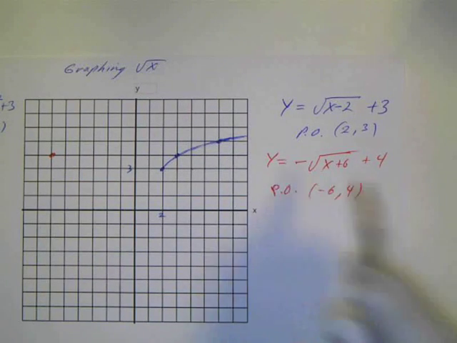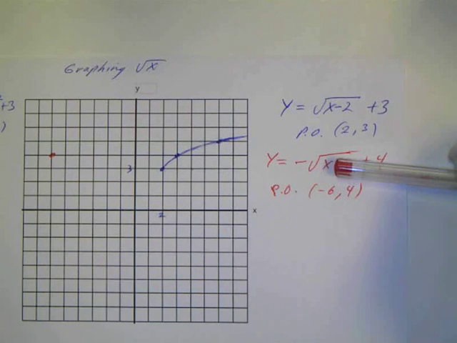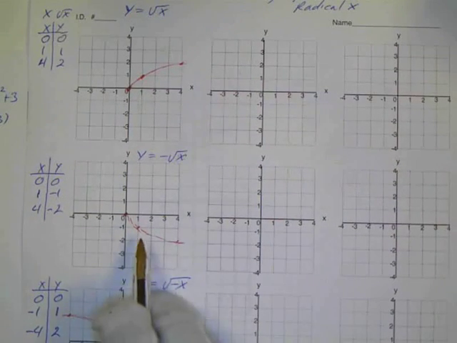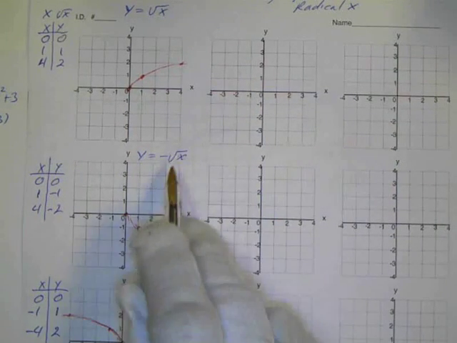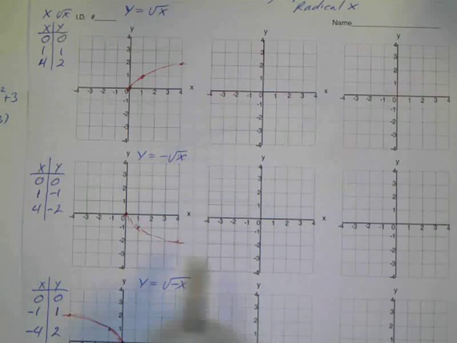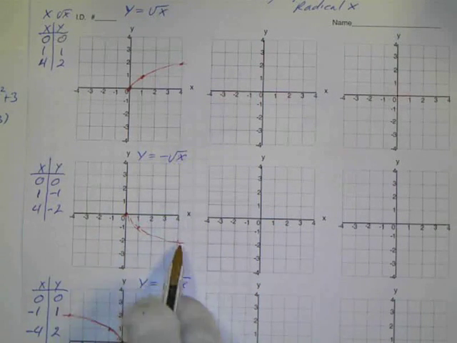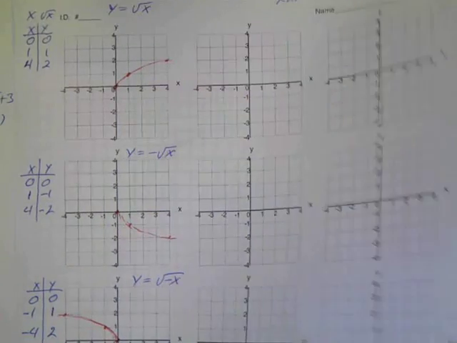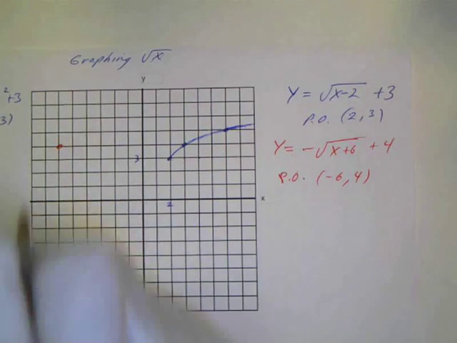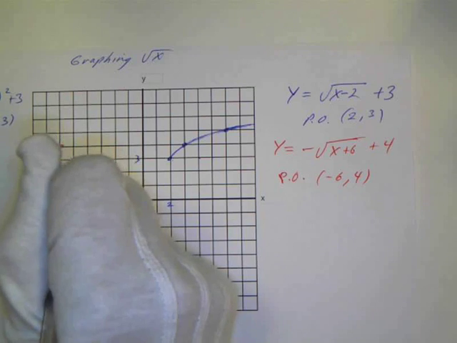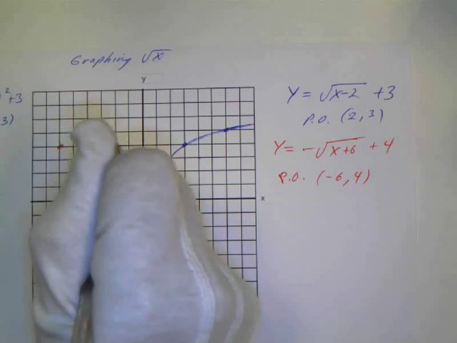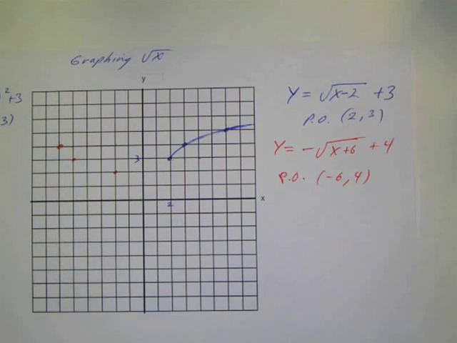Now, remember this one, if I cover up the shifts, I just have y equals negative the square root of x. And remember that one was one of our basic forms. So from the point of origin, I go over 1, down 1, over 4, down 2. So we do the same thing from our point of origin. I go over 1, down 1, over 4, 1, 2, 3, 4, and down 2. And those are the 3 points we need.